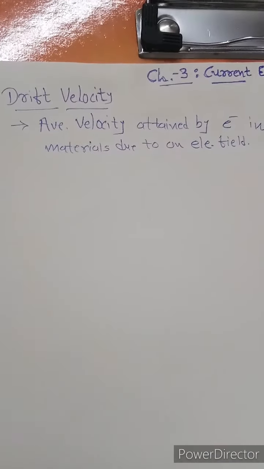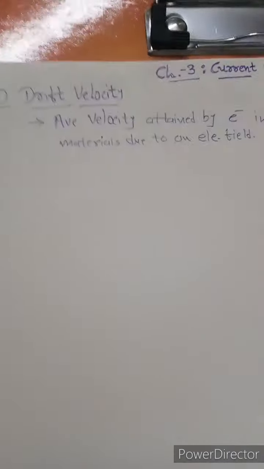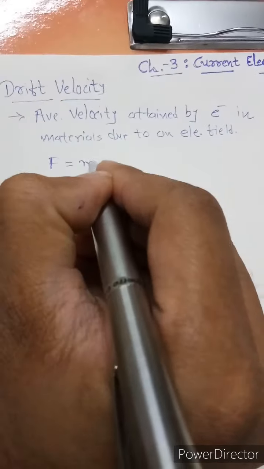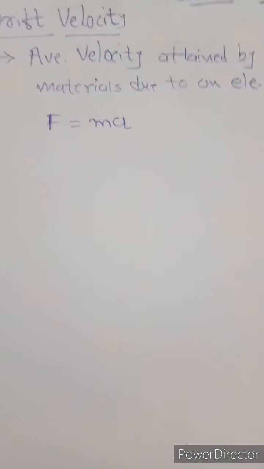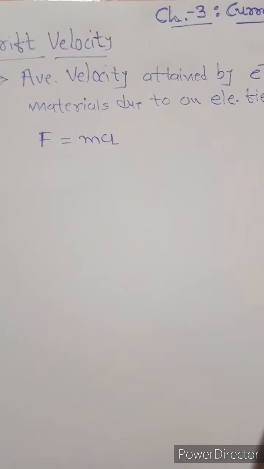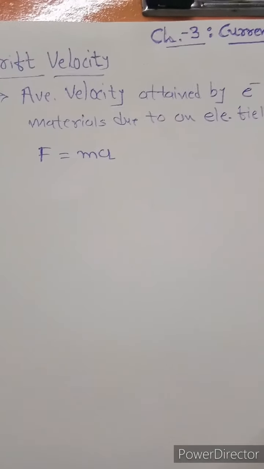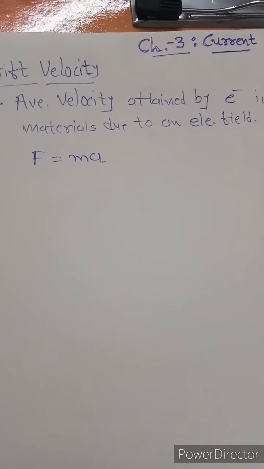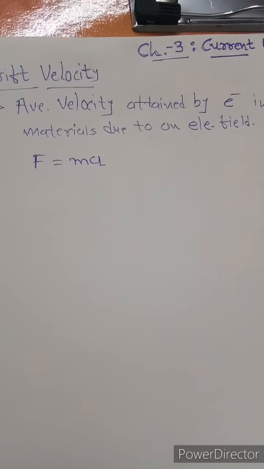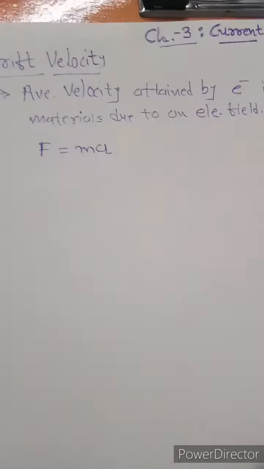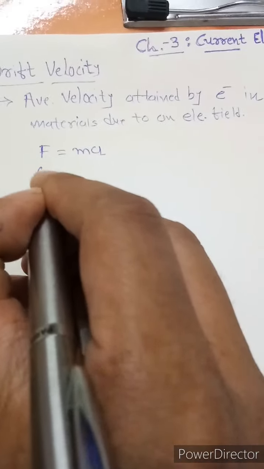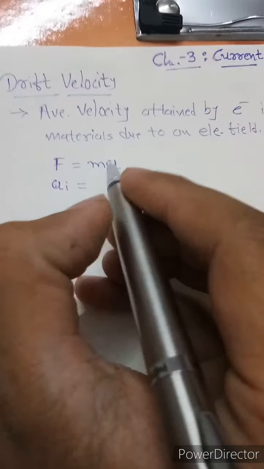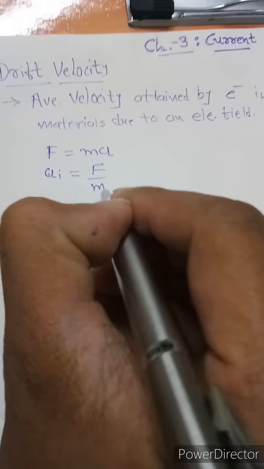So we will start to find this formula by using our general formula of the force, which is F is equal to ma, where F is the force, m stands for mass of the electron or mass of the charged particle, a stands for acceleration of the electron. Assuming that one electron is moving and it is colliding with another electron and it attained some acceleration, and this acceleration is ai. So now from this formula you will get ai is equal to F upon m.